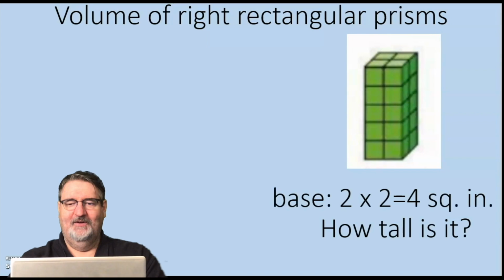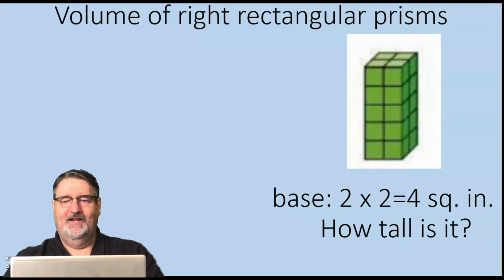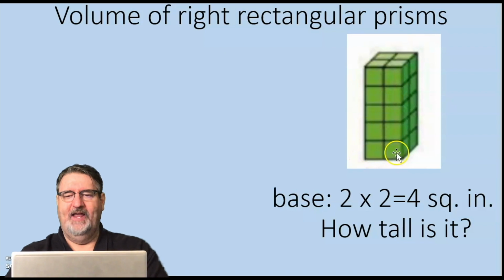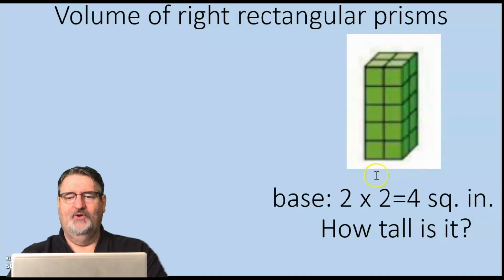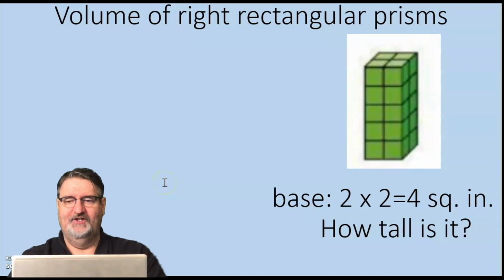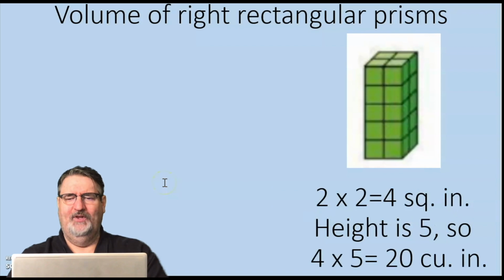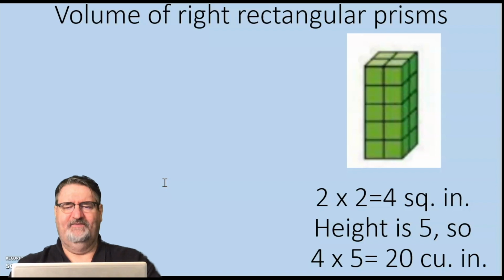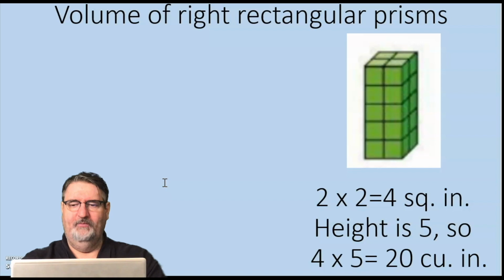On this one, we have a base and the base is like length and width. So we have 2 right along here, and we have 2 right along here. So our base is 2 times 2, which is 4 square inches. But how tall is it? And when we look at that, we can see that it is 5 high. So we do the base 4 times the height of 5, and that gives us 20 cubic inches.